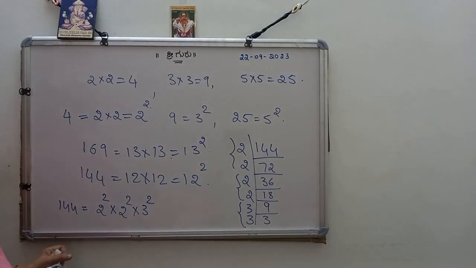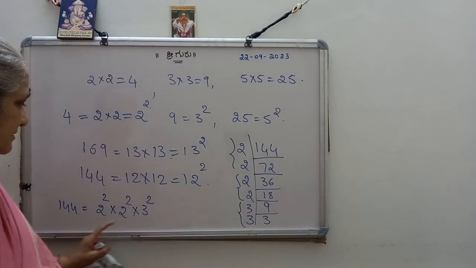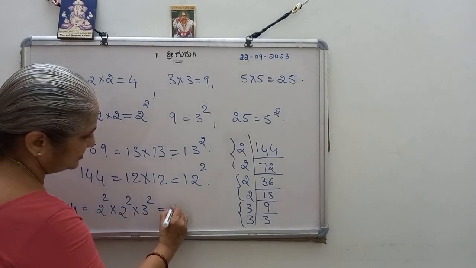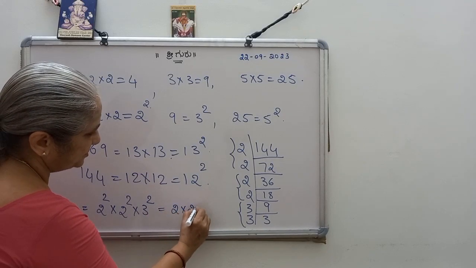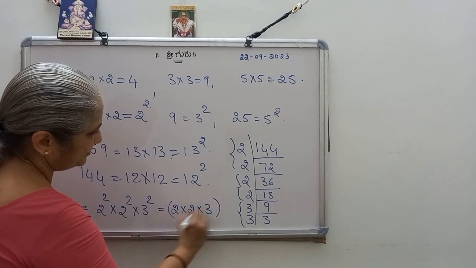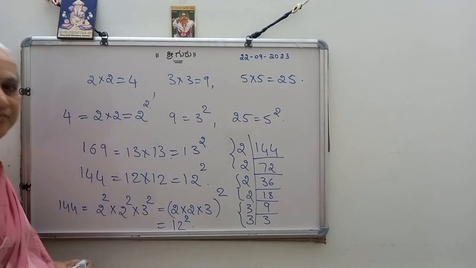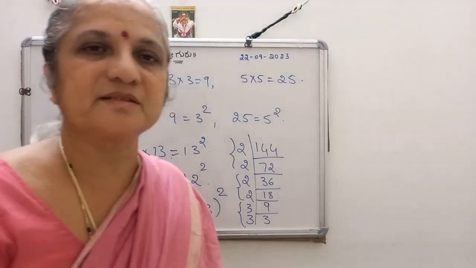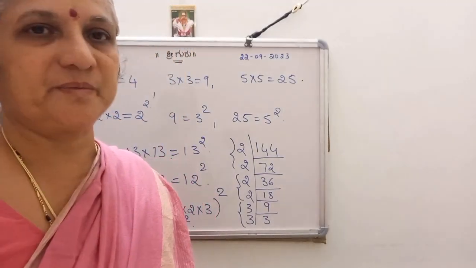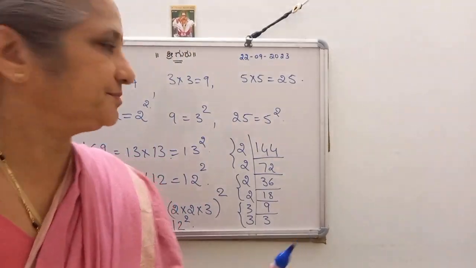We should take the numbers in pairs. This is equal to 2 into 2 into 3 square. This is 12 square. If you have any doubt, please ask me in the comment box so that I can explain it to you.